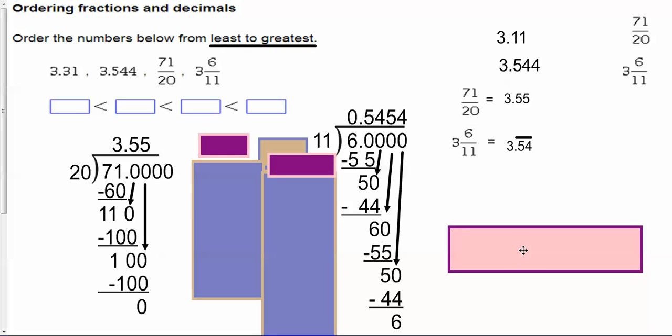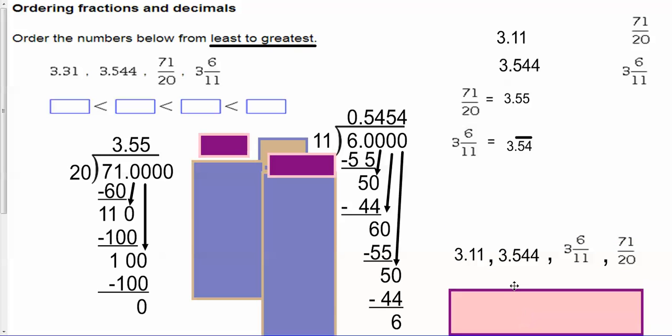Now, here's where I've got to put them in order. Okay. So the whole numbers are all the same. Then I look at the tenths place: 1, 5, 5, 5. Well, that's pretty easy. Okay. Then I look at the hundredths: 4, 5, 4. Well, I know that this next number is a 5. So that's how I can put 3 and 544 thousandths next.